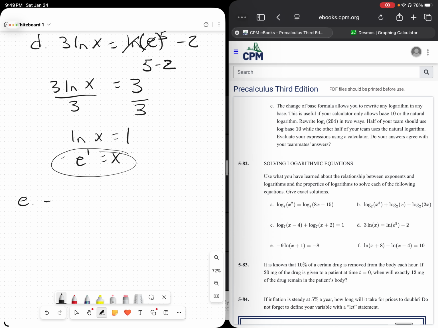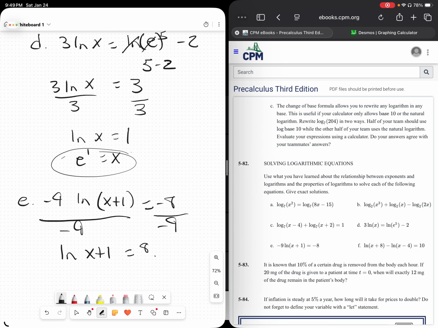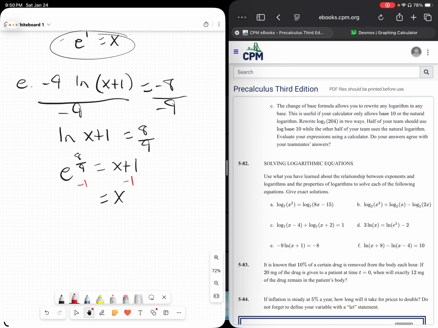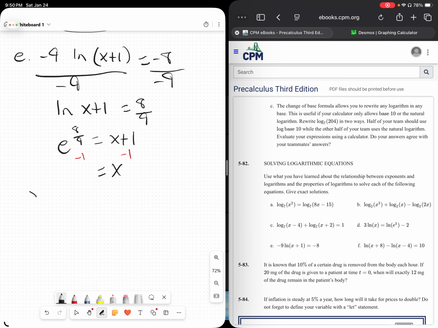Okay, problem E, we have -9 natural log of x plus 1 equals -8. I would divide by -9. I get the natural log of x plus 1 equals 8/9. Again, change it to exponential. e to the 8/9 equals x plus 1. Put that in your calculator, subtract 1, you're going to get x, right? So whatever that is, right?